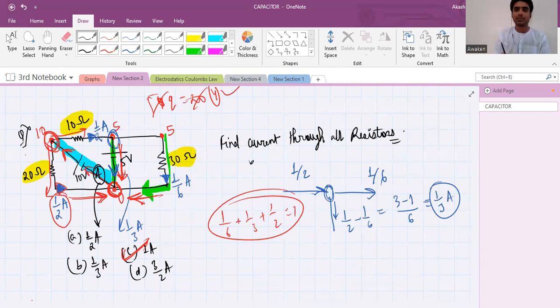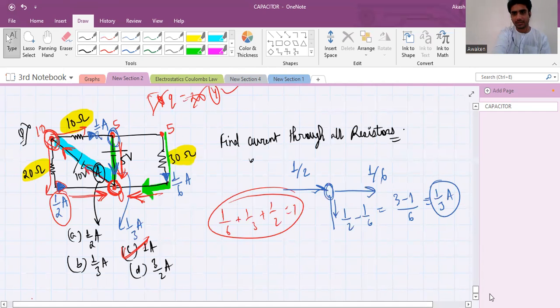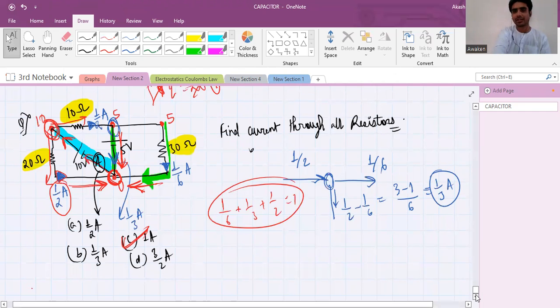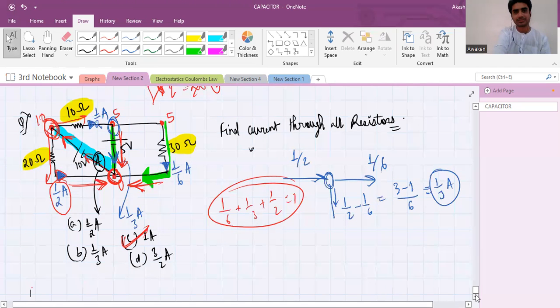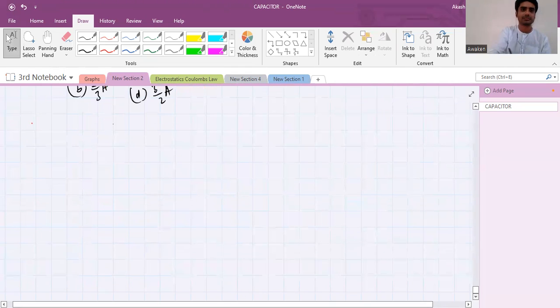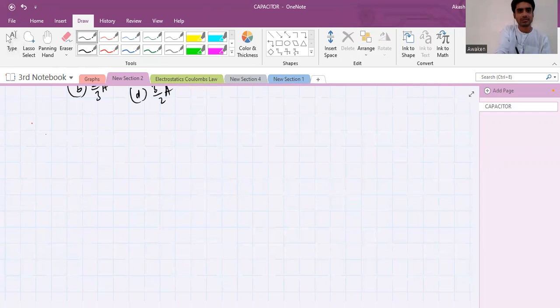Therefore, I don't want to move to that point if this part is not clear. Here current is conserved, there charge will be conserved. Quite similar, no difference. Therefore, one more question.